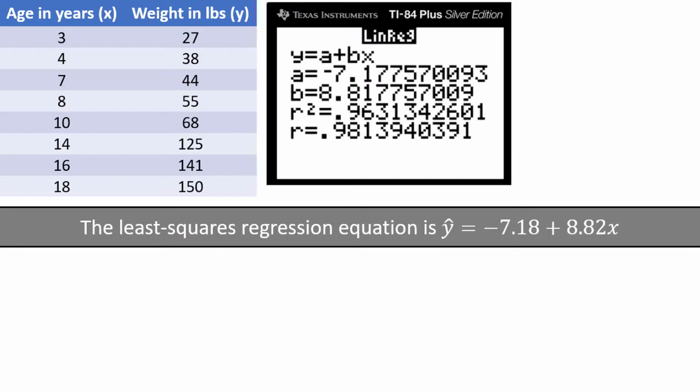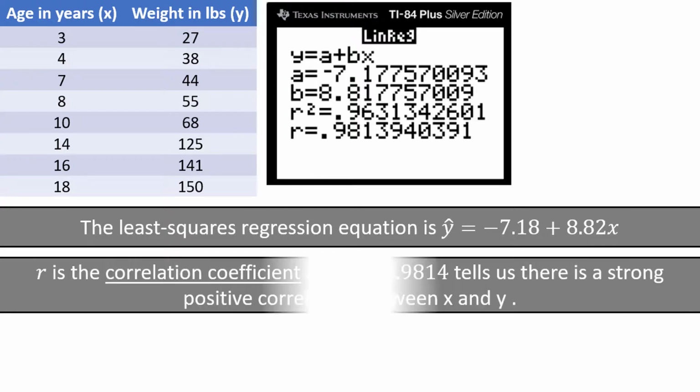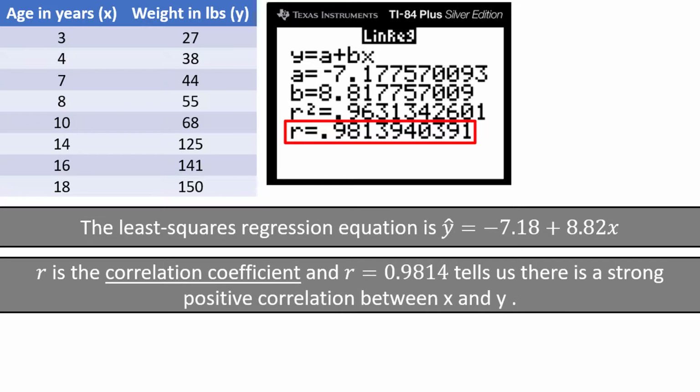All I have done is taken the generic form of the equation, y hat equals a plus bx, and substituted in the value for a, -7.18, and b, 8.82. This is the equation of the line that best fits the points from the scatterplot that we looked at earlier. We also have the correlation coefficient R, which is 0.9814.